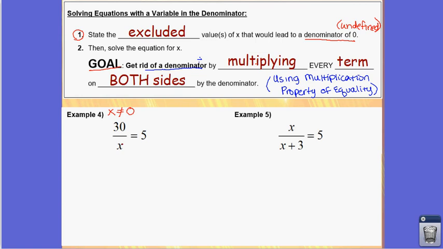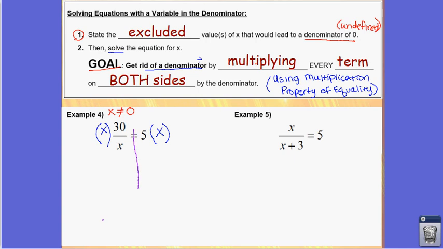Now, most of us know what our value would be here. 30 divided by 6 would give us 5. Let me show the work on how to use properties of equality to solve. For step 2, we want to solve for x. Our goal is to get rid of the denominator by multiplying every term on both sides by that denominator. So here, our denominator is x. Multiplication property of equality says if I want to multiply by x on the left side, I have to multiply it by x on the right side, and our solution will still be true. We'll still keep the same solution.